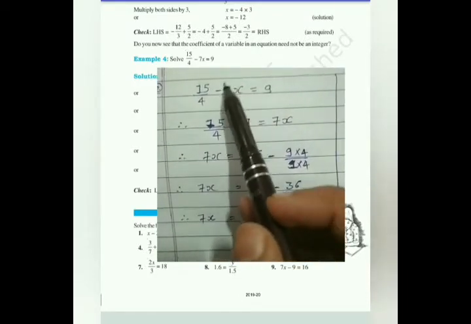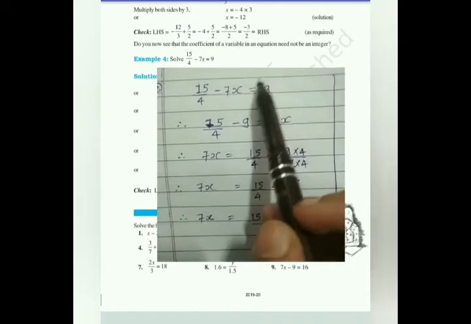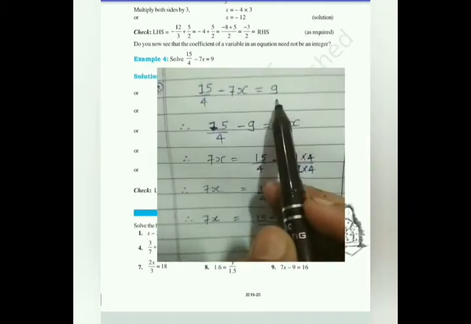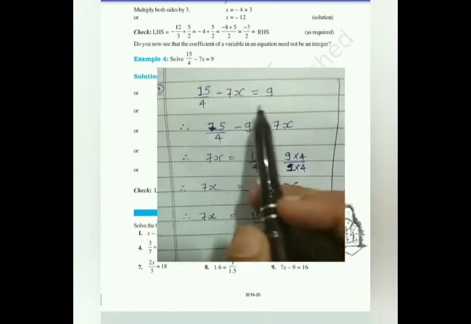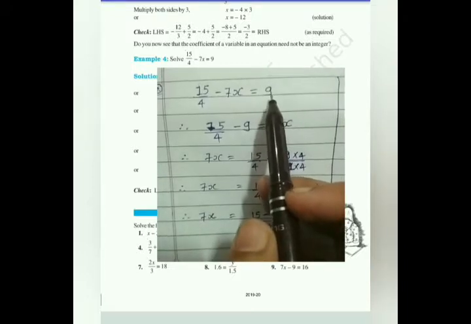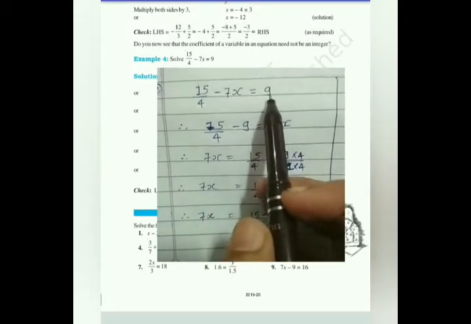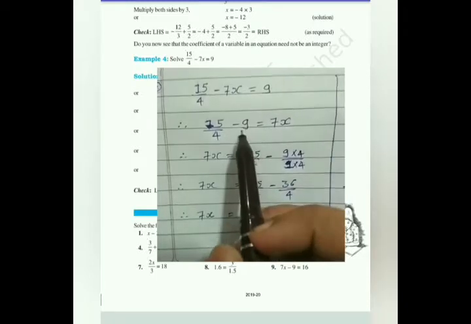Question is 15 by 4 minus 7x is equal to 9. First of all, we take all the variables to one side and all the numerical terms to the other side. So we transpose 9 to our left hand side. On the right hand side, 9 has a positive sign, so whenever we take 9 to the left hand side, it becomes minus.